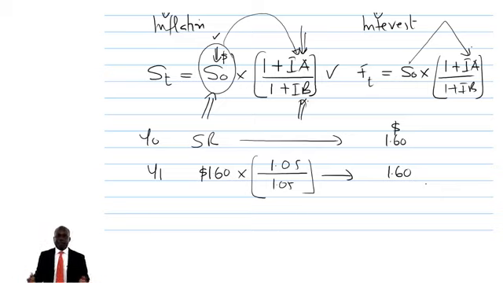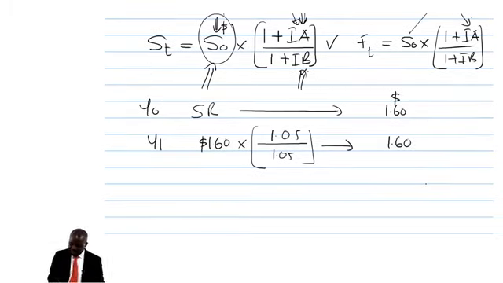If you remember, purchasing power parity said a country with higher inflation, its currency is supposed to depreciate relative to a country with a lower inflation. So if the countries are having the same inflation rate, then of course the exchange rate will stay as it is in the name of purchasing power parity.